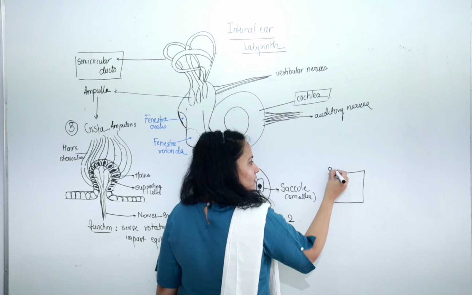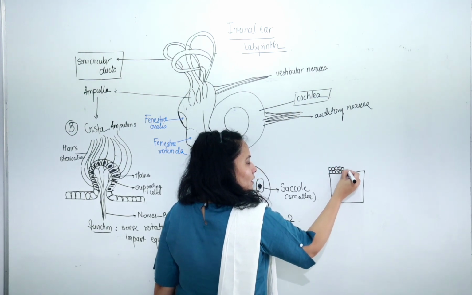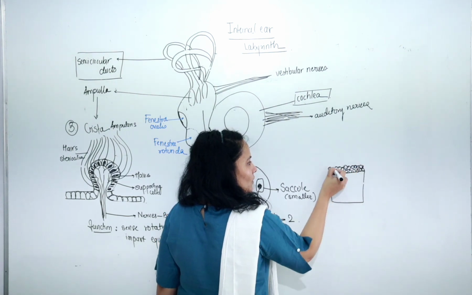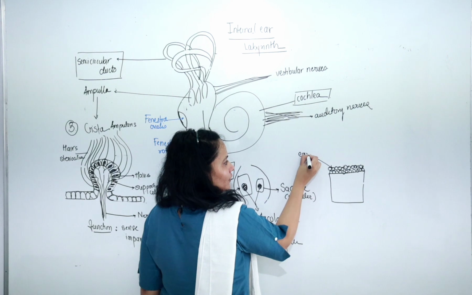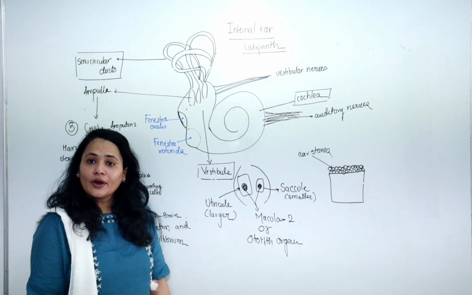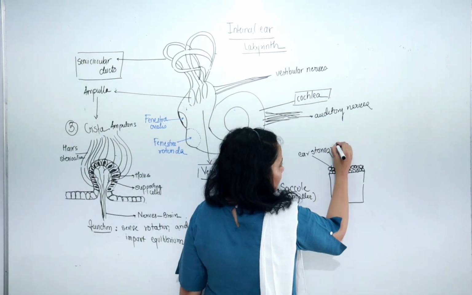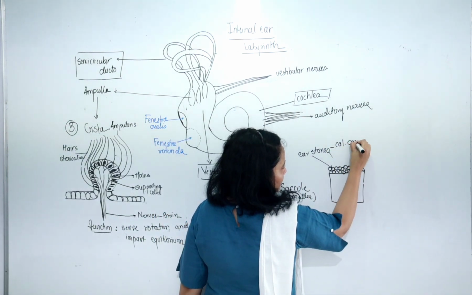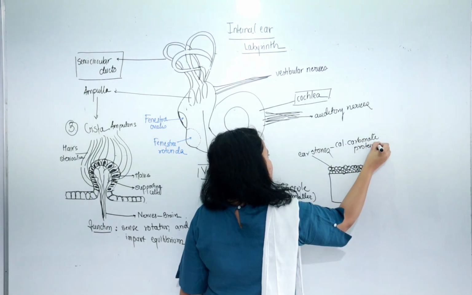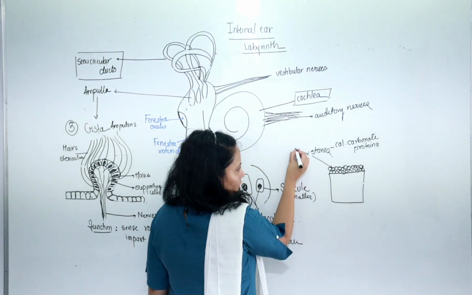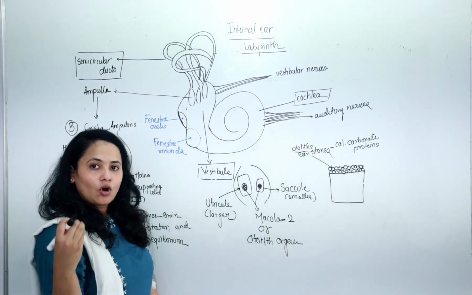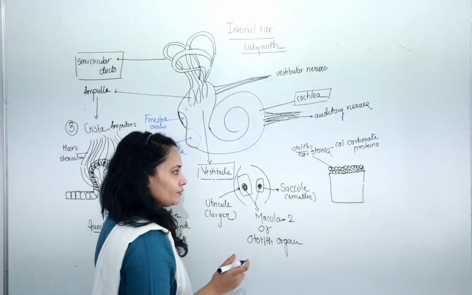It will bear ear stones, which are called otoliths. So these are ear stones. And what are these ear stones comprised of? It is made up of calcium carbonate and proteins. These ear stones are also called otoliths. So otoliths, or the ear stones.